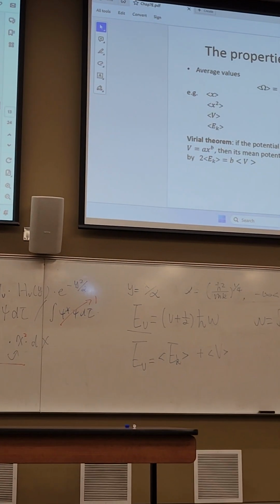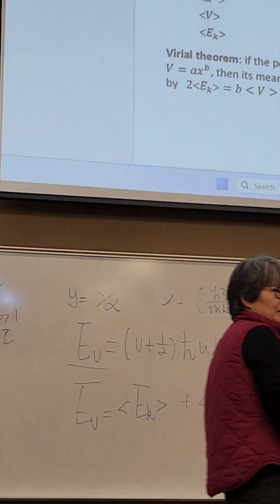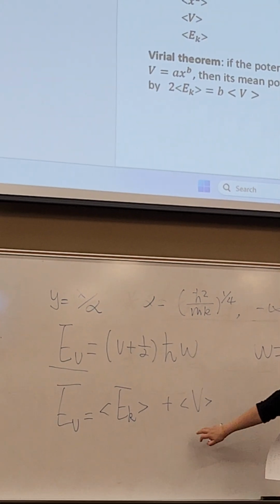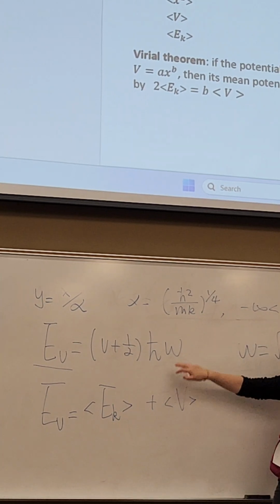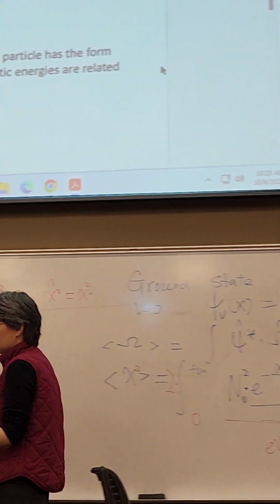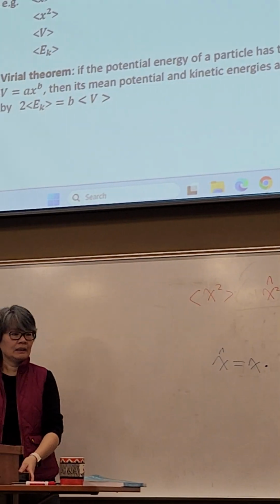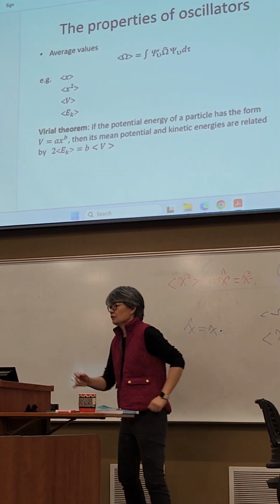But in this case, the potential energy of a harmonic oscillator is not 0. Do you guys agree? So therefore, the sum of the kinetic energy and the potential energy equals the total energy. Now, how are we going to calculate each one of the components? We are going to introduce this theorem.